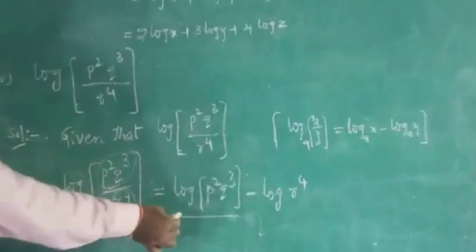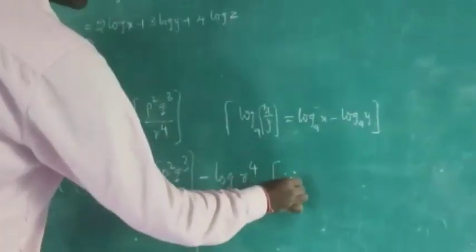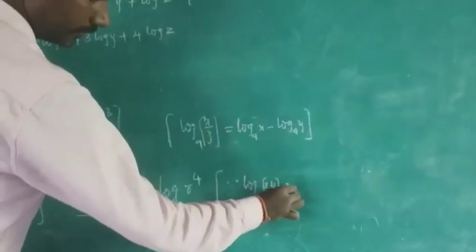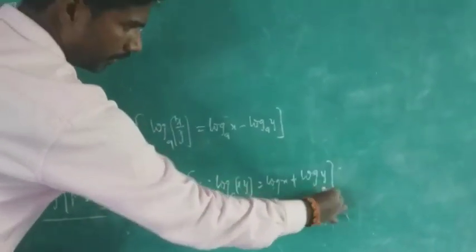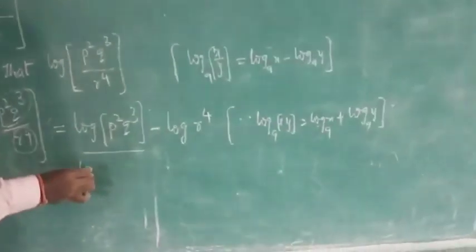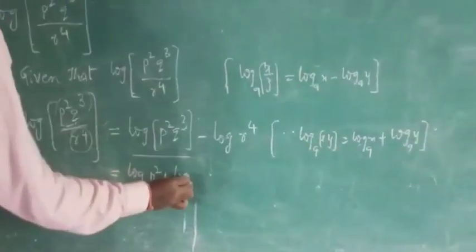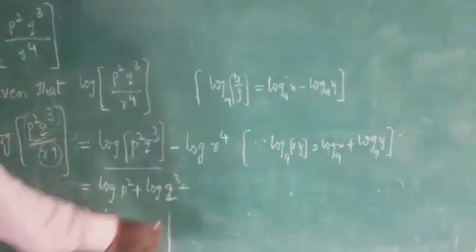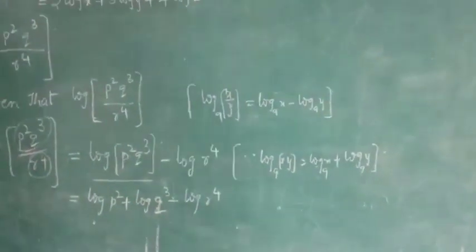Now here you need to apply again the formula. What formula will you apply? You will apply log xy to base a, so log x plus log y base a. So that formula I need to apply. So you will write log p square plus log q cube minus log r to the power of 4.